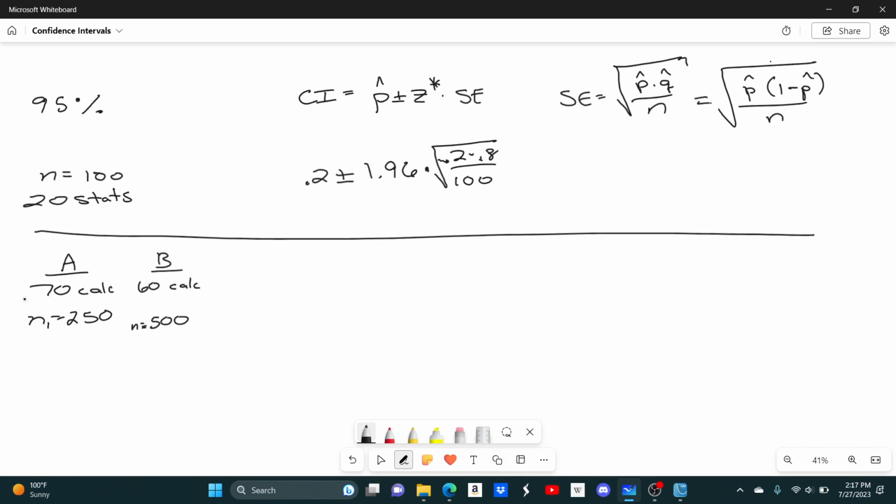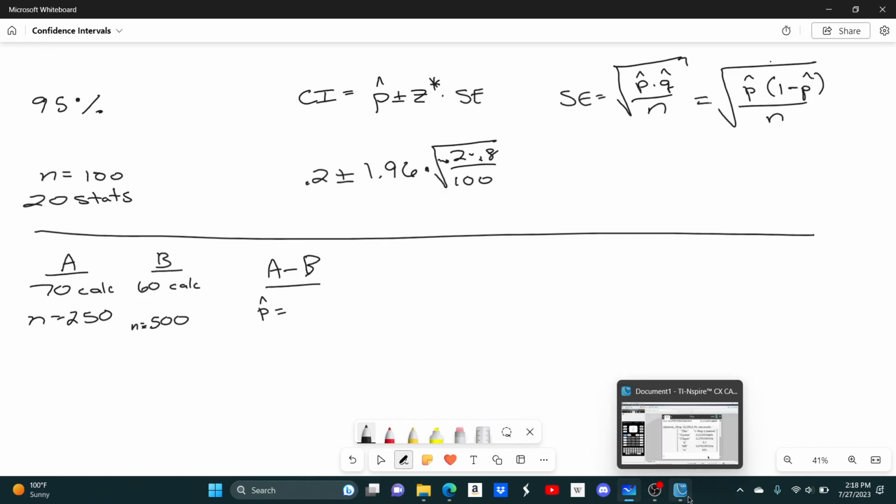So at school A, we sample 250, 70 of them take calculus. At school B, there's 560 of them take calculus. So we have to find a distribution for the proportion of A minus the proportion of B. That's what we're trying to find, right? So what would be our point estimate, our p hat in this case? Well, this one's pretty easy. You just take the point estimate of A and subtract out the point estimate of B.